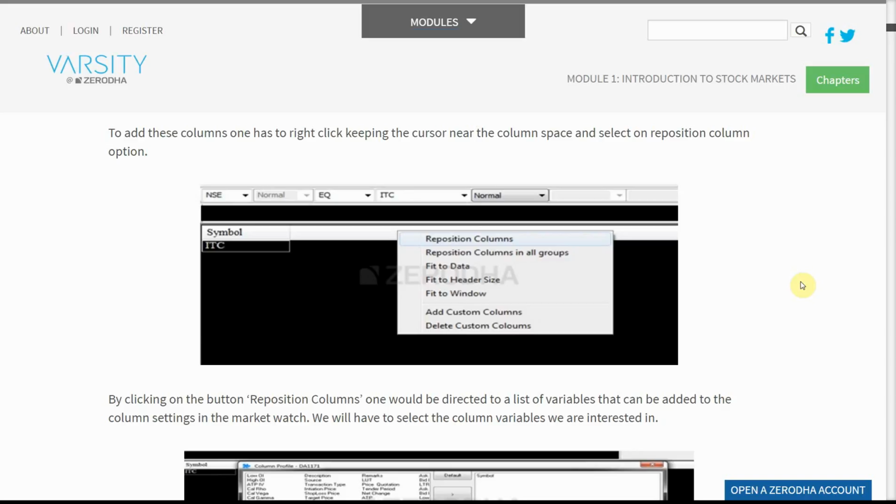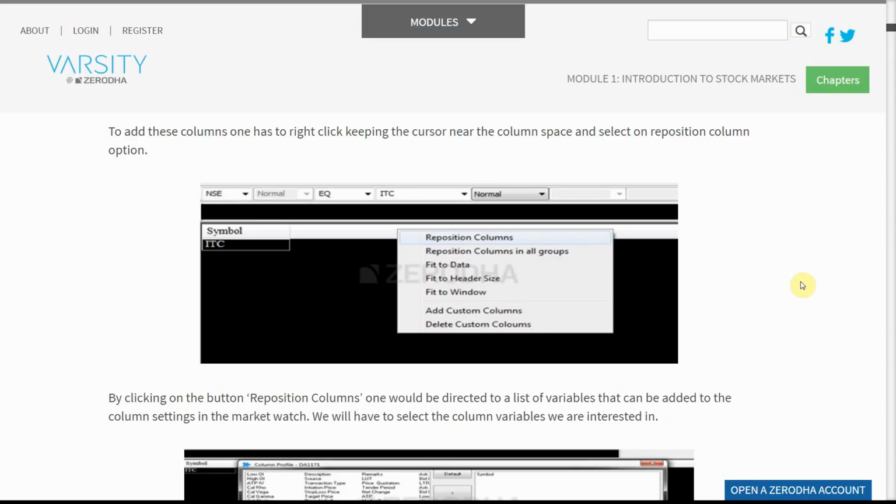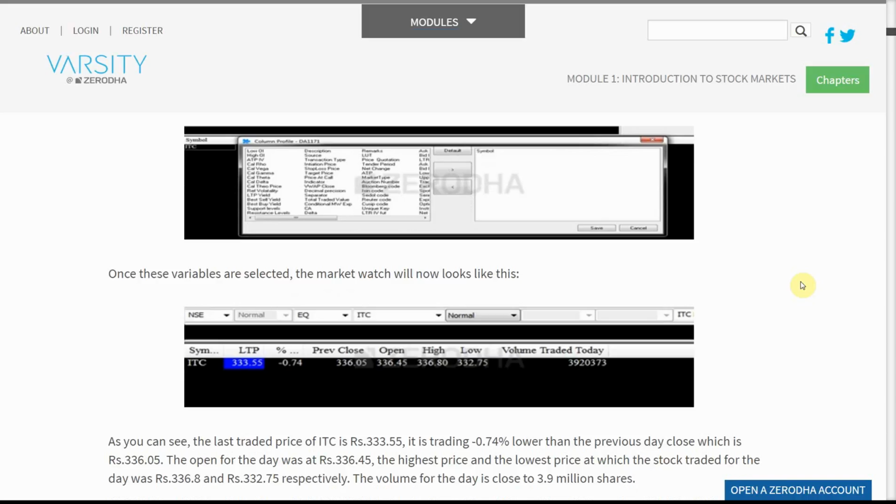We will have to select the column variables we are interested in. Once these variables are selected, the Market Watch will now look like this. As you can see, the last traded price of ITC is 333 rupees and 55 paise. It is trading minus 0.74% lower than the previous day close, which is 336 rupees and 5 paise. The open for the day was at 336 rupees and 45 paise.